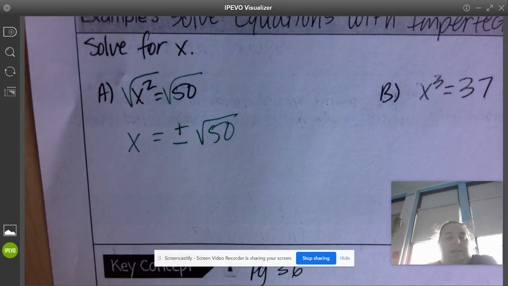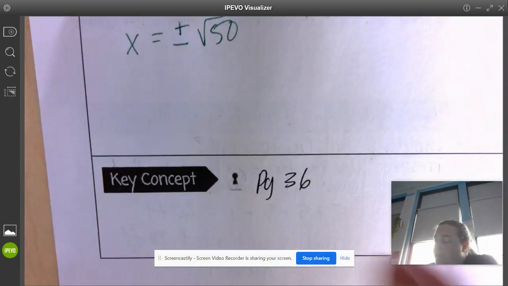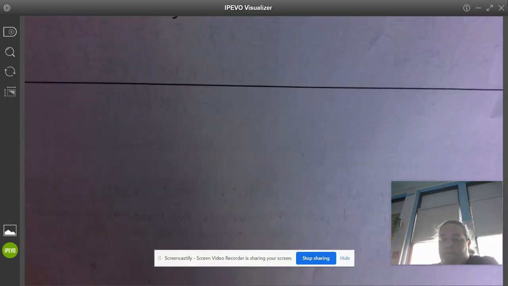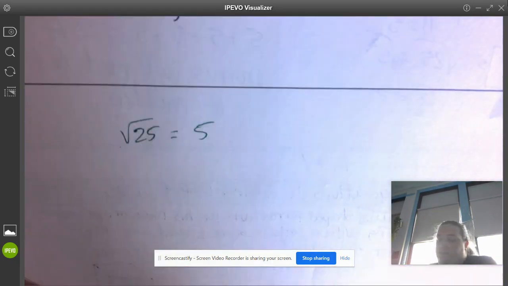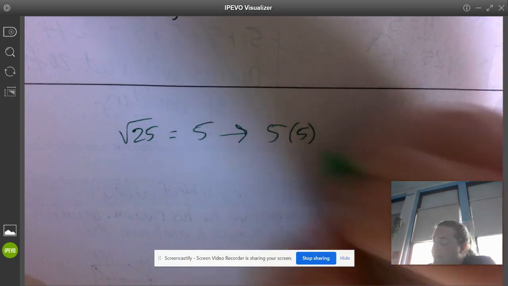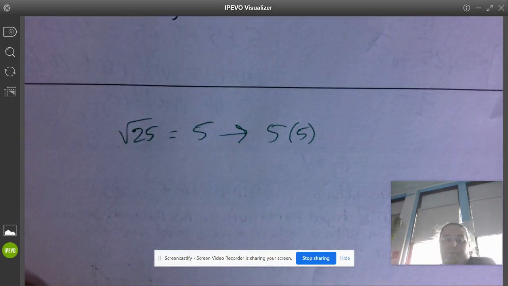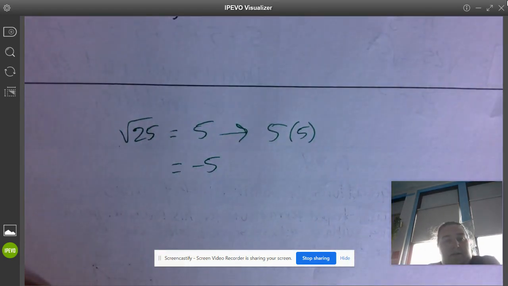So why does this have two answers? Technically, all square roots have two different answers to them, okay? So let's say I use the square root of 25. I'm going to do this down at the bottom. Let's look at the square root of 25 for a second, okay? We know that it's 5, and that's because 5 times 5 is 25, right? What if I told you the square root of 25 is also negative 5?